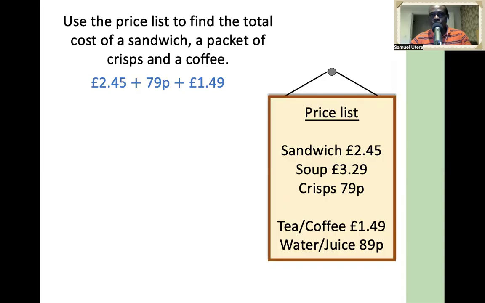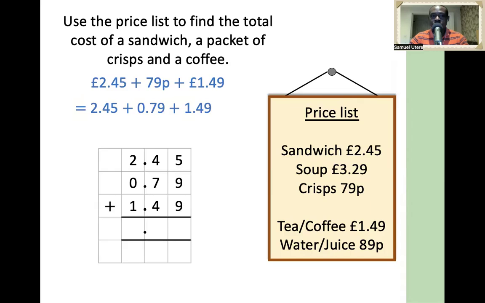But how would you do this? Because you can see that they are in different units. So one thing you need to know is whenever you're working on a problem and you see that they're in different units, it's helpful for you to make them the same units. So in this case, I've decided to convert the 79 pence to pounds. So that will be 0.79 pounds. So you see now they are all of the same unit, and we can add them using our column method, our formal method.